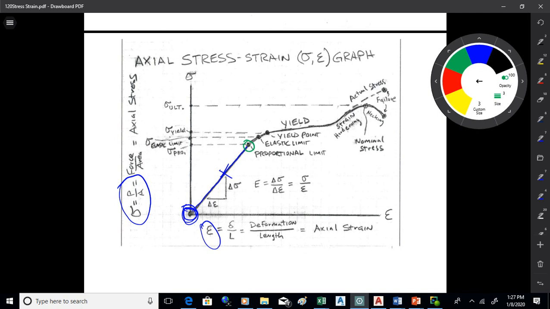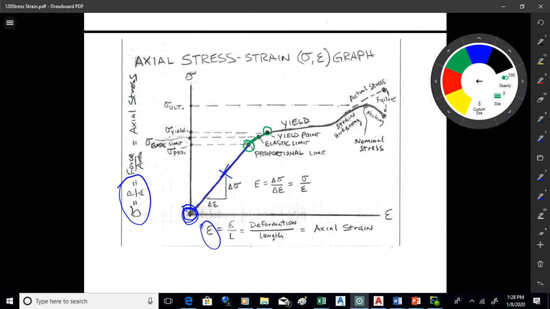Now what happens after you get beyond the linear portion of the graph is you start getting extra elongation for a little bit additional pull. Okay, so that graph will start to get flatter. Okay, eventually you'll hit what's called the yield point.